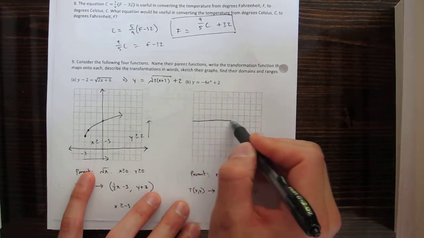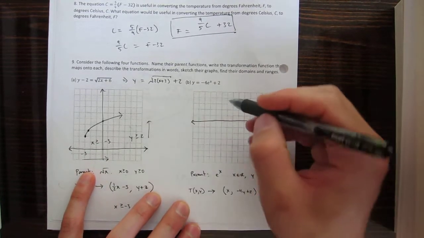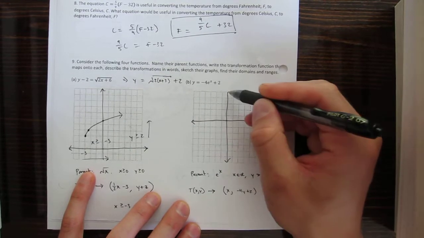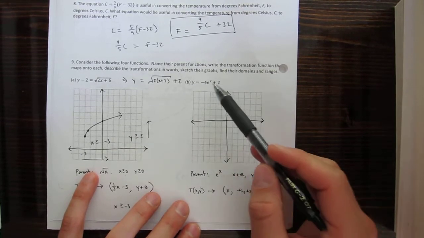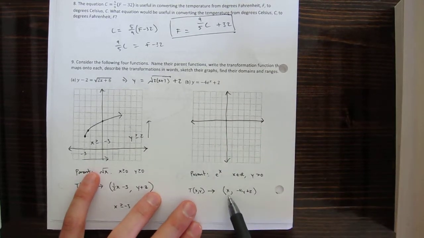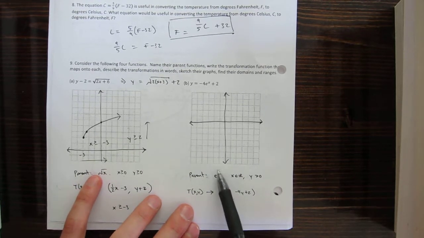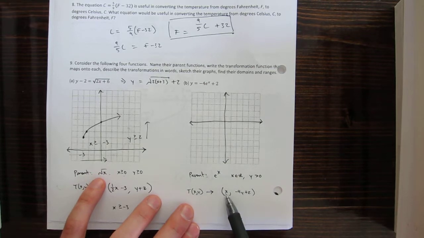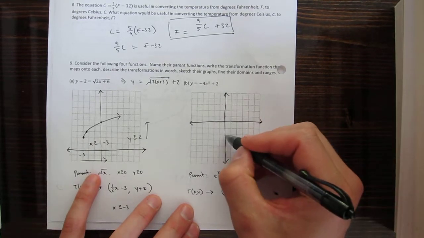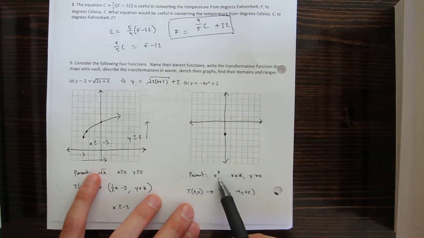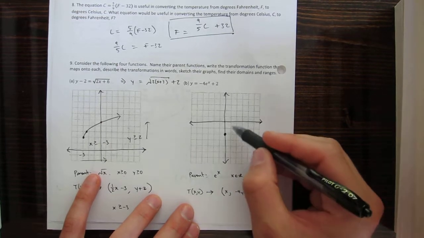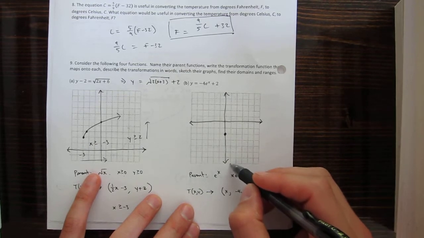So I'm going to make some axes here. That's my x-axis. And here's my y-axis. Let's see here. If I plug in, say, 0, 1, because that's on the parent function, I will get 0, negative 2. So 0, negative 2, that is right here. If I plug in 1, e, I will get 1 and negative 4e plus 2. That's like way, way, way down here somewhere.